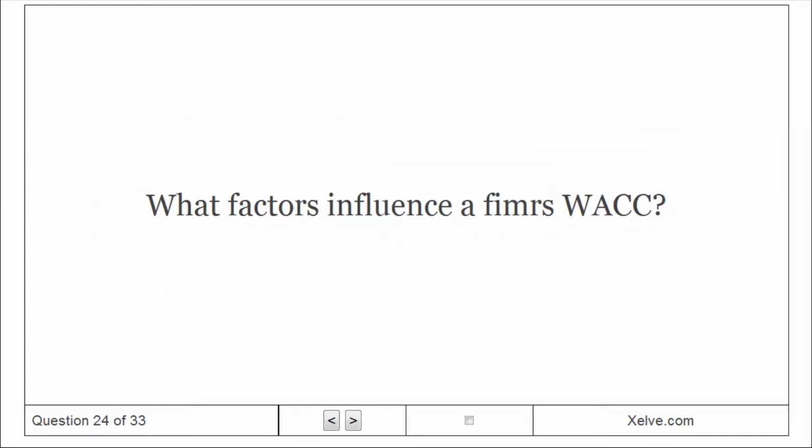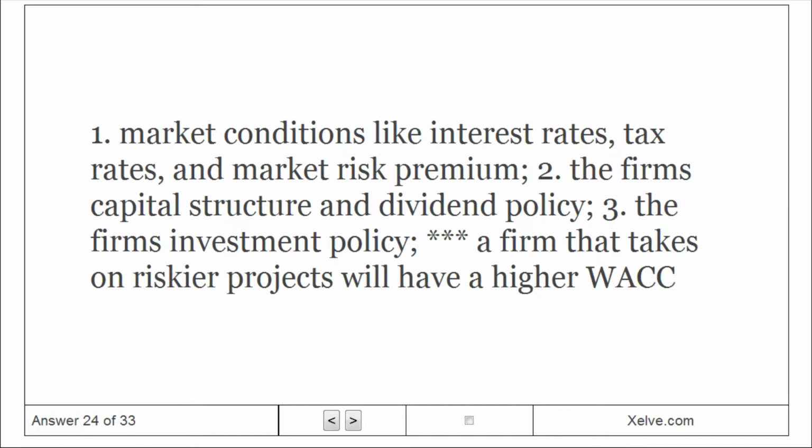What factors influence a firm's WACC? 1. Market conditions like interest rates, tax rates, and market risk premium. 2. The firm's capital structure and dividend policy. 3. The firm's investment policy. A firm that takes on riskier projects will have a higher WACC.